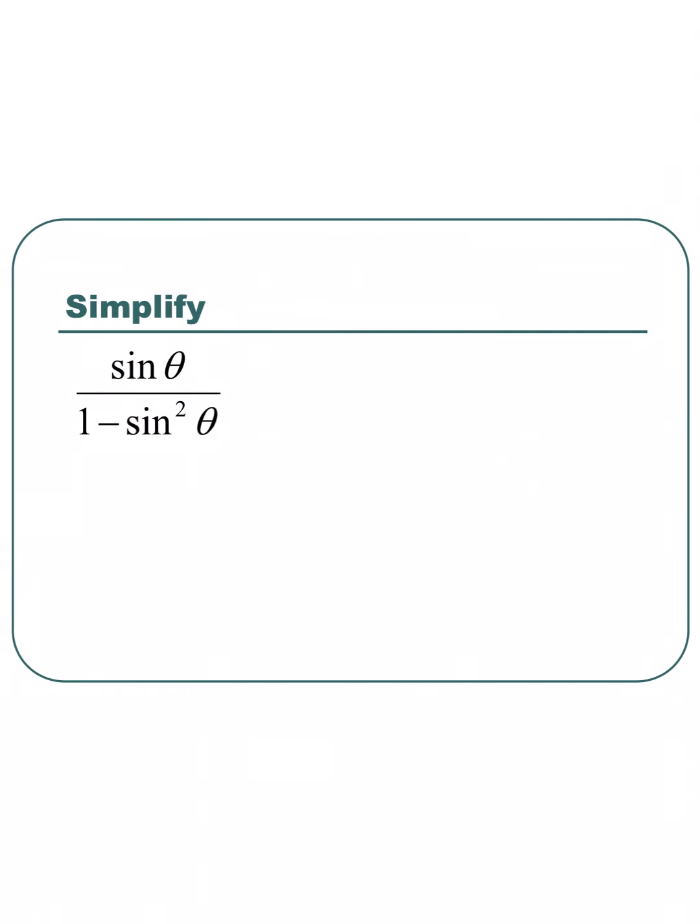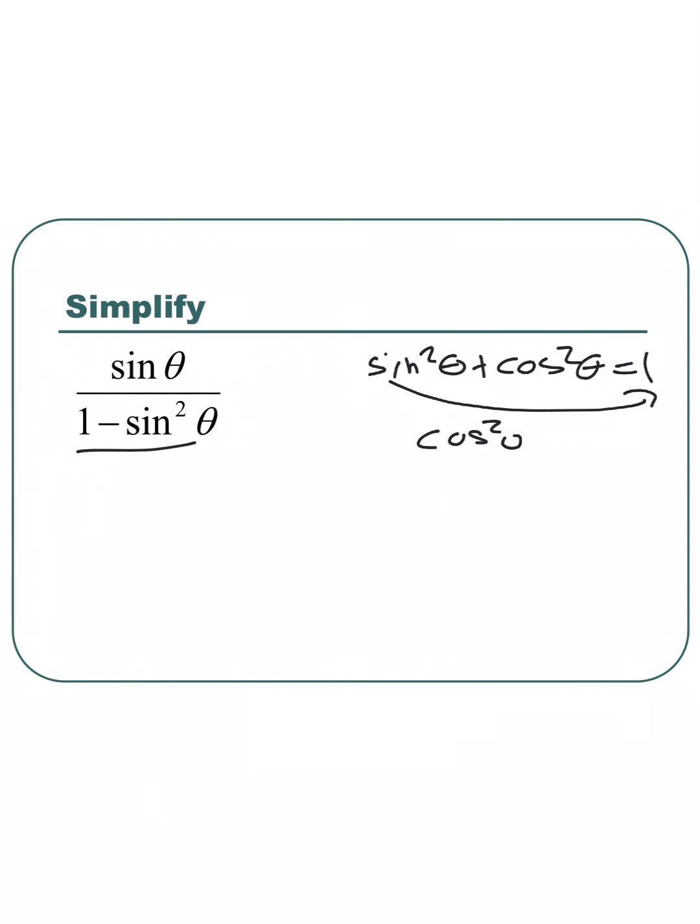All right, for our next example, again, we have a squared trig function. So I'm going to go ahead and write down my Pythagorean identity that uses sine squared. And it was, again, sine squared plus cosine squared is equal to 1. Notice, though, I have 1 minus sine squared. So I'm going to have to move the sine squared over by subtracting it. And if I do, then we have cosine squared is equal to 1 minus sine squared. So now I can take my cosine squared and plug it in for my 1 minus sine squared, which gets me sine over cosine squared.